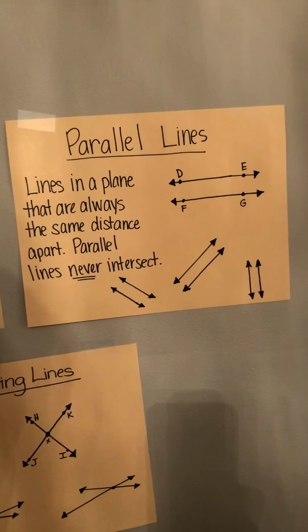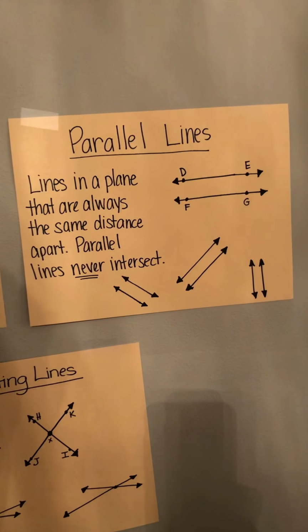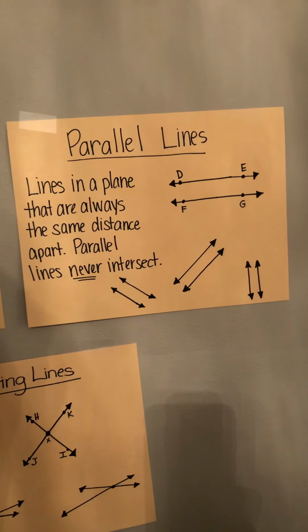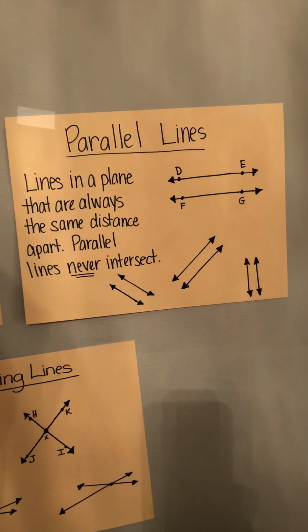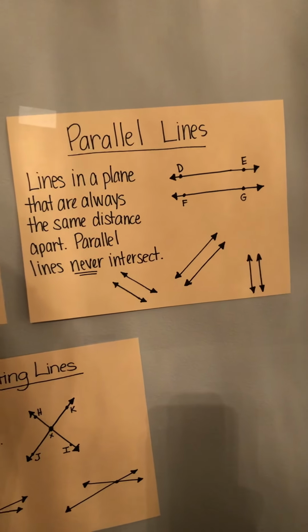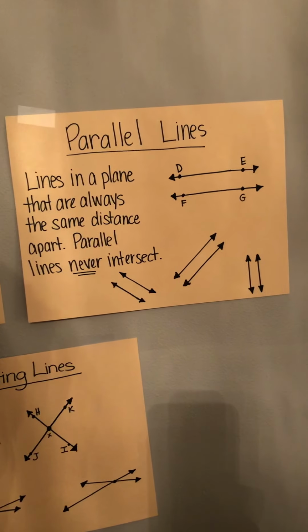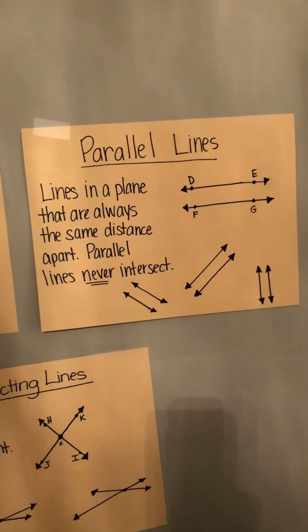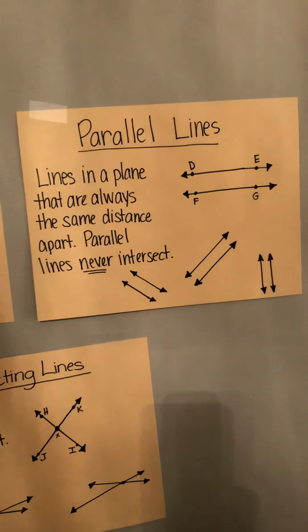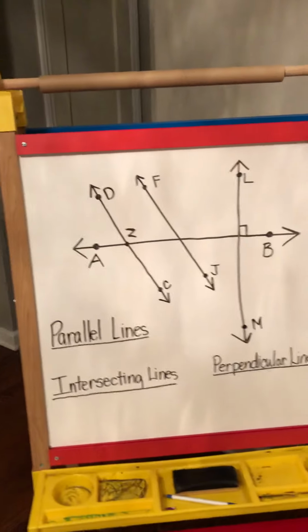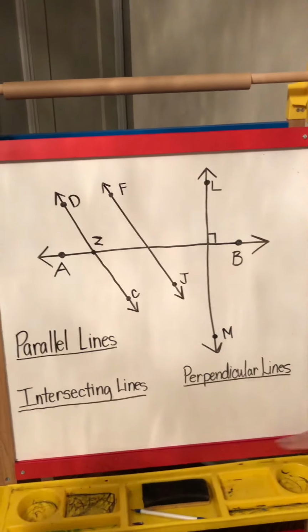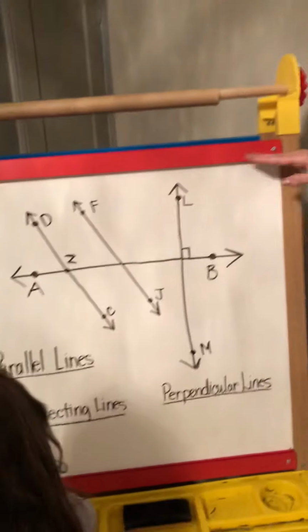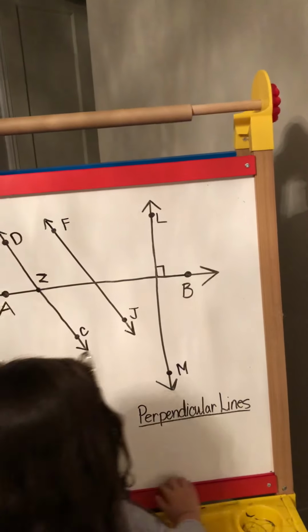If you're on the street and you look at the yellow lines in between the two sides of the street, those yellow lines are parallel lines. A fence, the top and the bottom of the fence, those are parallel lines. These are never going to intersect each other. Even if I look at my board here, I see that this red line and this red line, they're parallel. They keep going, but they're never going to touch, okay?